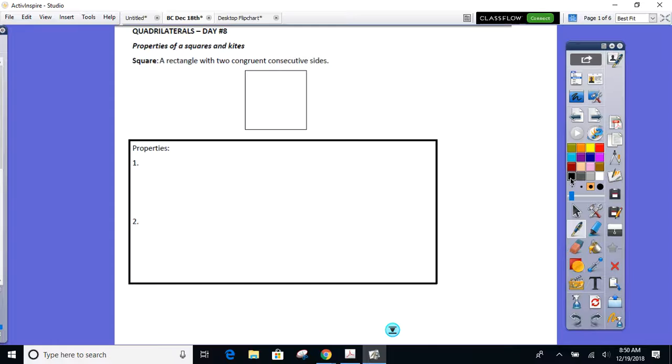Square's got all the properties we've talked about. All those parallelogram properties, all those extra rectangle ones and extra rhombus properties, square's got them all. I have two listed here. You know what I'm going to write? All rectangle properties. All rhombus properties.